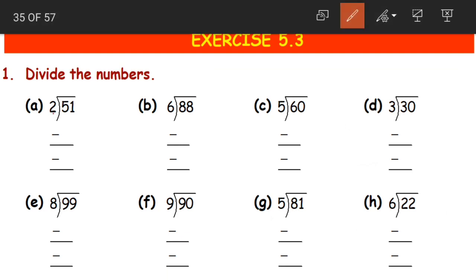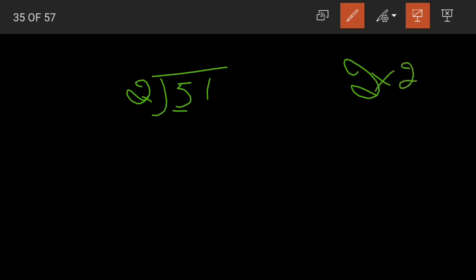Okay, 51 divided by 2, I'll do it here. What should we do? If you look at the first digit, it is greater than our divisor. So we are going forward with it. In the 2 table, we have 2 2s are 4 and 2 3s are 6.